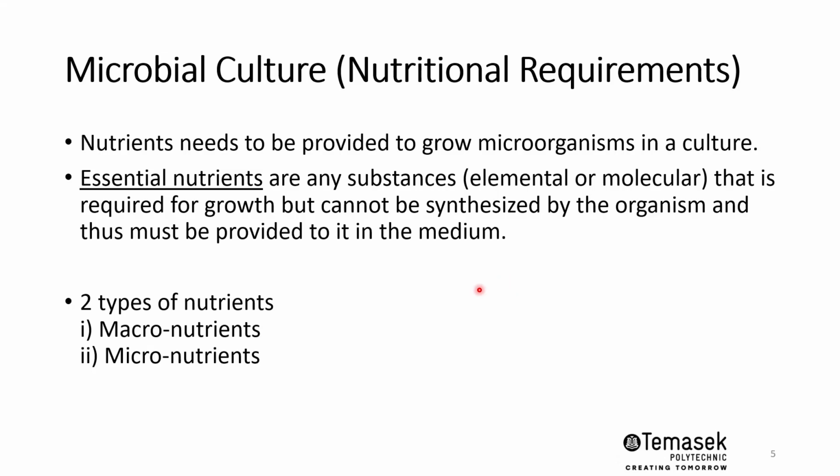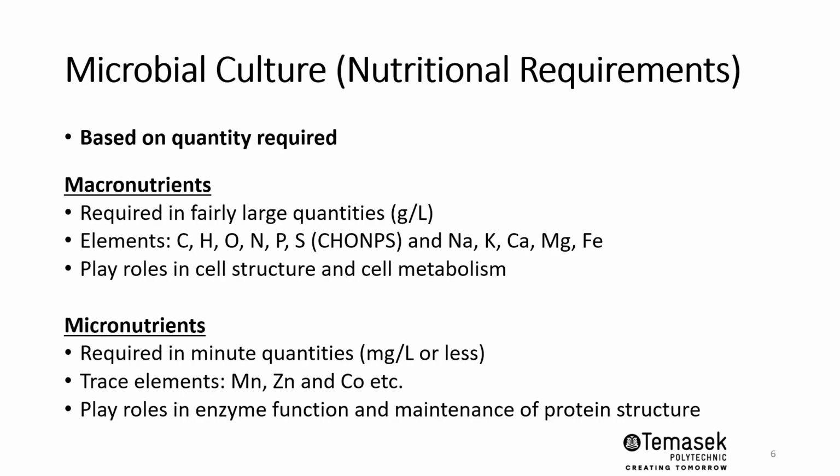Generally, there are two types of nutrients, macronutrients, as well as micronutrients. When we talk about micronutrients and macronutrients, it all depends on the quantity that's required by the microorganisms. Macronutrients are required in fairly large quantities. So these are in grams per liter.